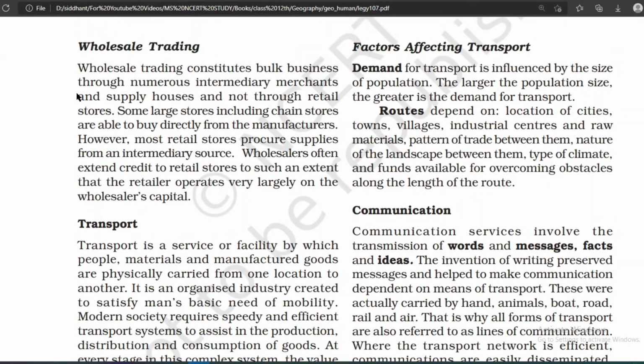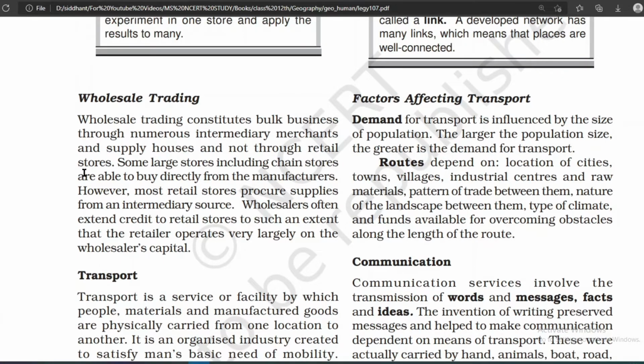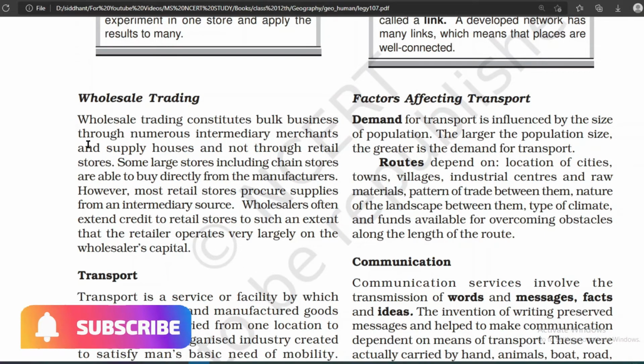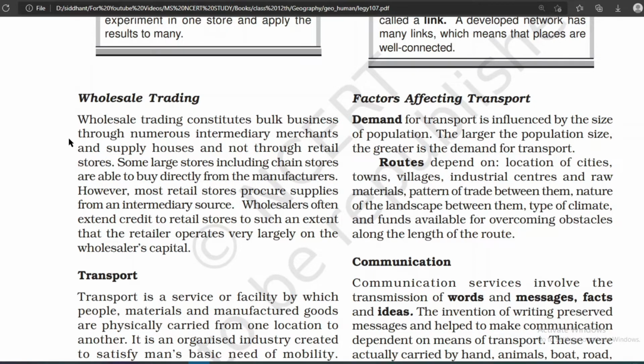Wholesale trading. Wholesale trading constitutes bulk business through numerous intermediary merchants and supply houses and not through retail stores. Some large stores including chain stores are able to buy directly from the manufacturer. However, most retail stores procure supplies from an intermediary source. Wholesalers often extend credit to retail stores to such an extent that the retailer operates very largely on the wholesaler's capital.